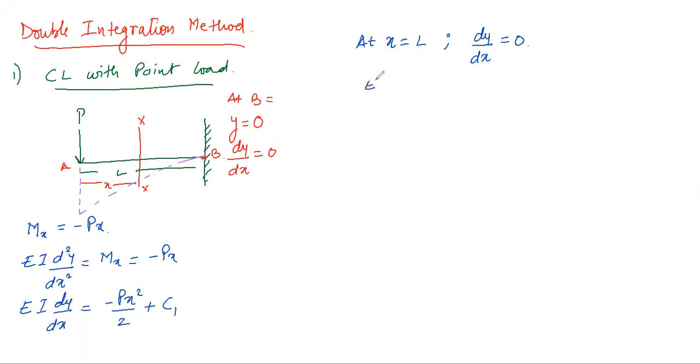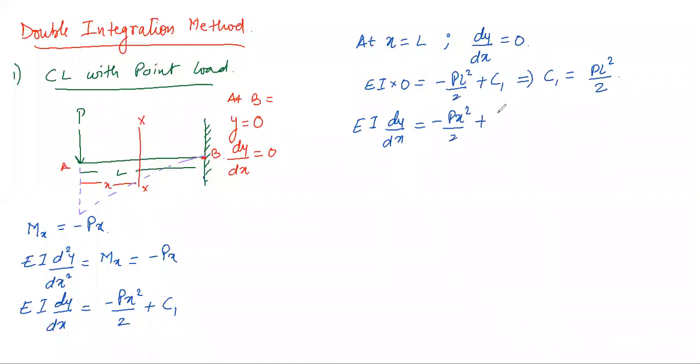तो आपकी इक्वेशन क्या बनेगी? EI into 0 is equals to minus PL square by 2 plus c1. It means what? The value of c1 is defined as PL square by 2, right? So we have defined this equation like EI dy by dx is equals to minus Px square by 2 plus PL square by 2. So that is the first equation we have obtained from this condition. Now class, see this condition.